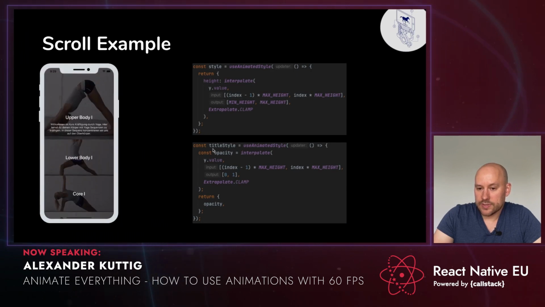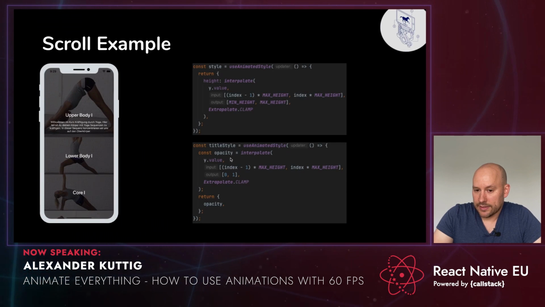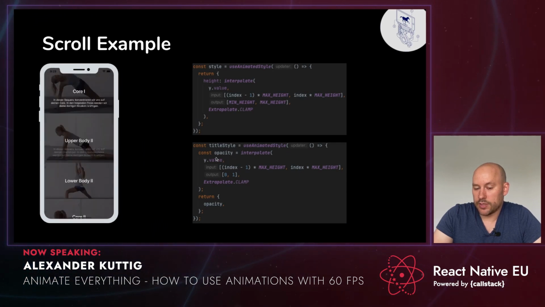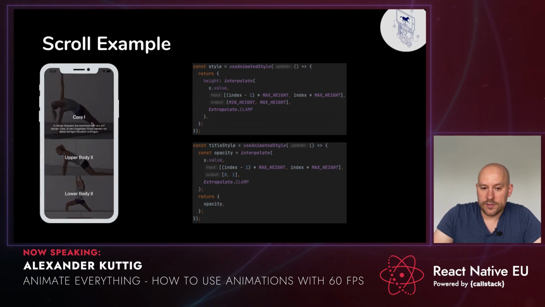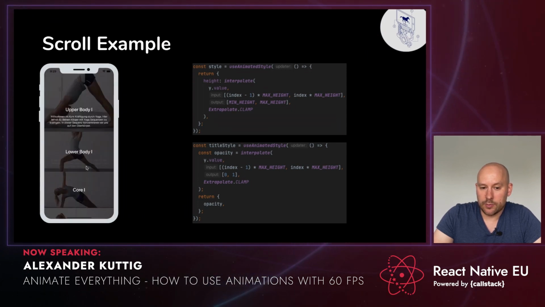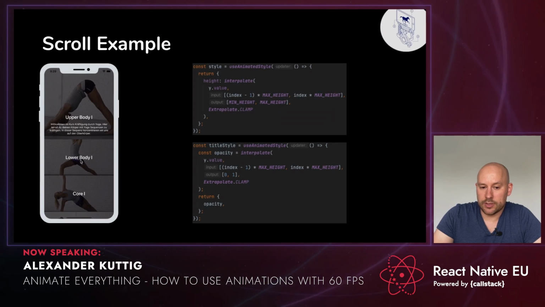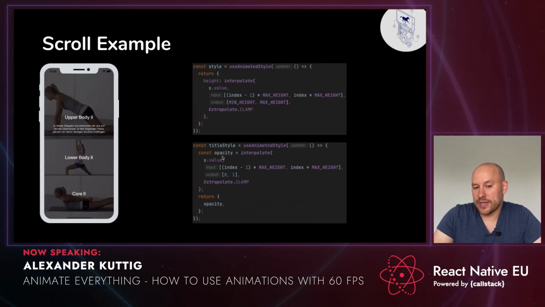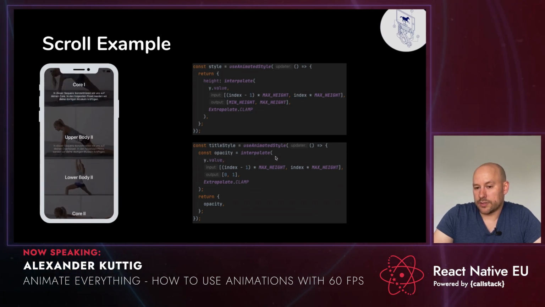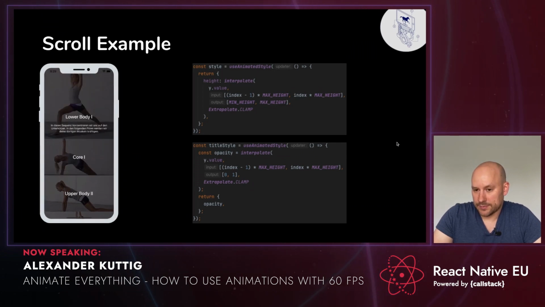When we're coming to the title style here, it's also a user animated style. Only thing is that we only change the opacity here. So as you can see, when we scroll up and down, the opacity of the text below the title here changes. So yeah, basically it's the same what we did in Animated, but in the Reanimated syntax.